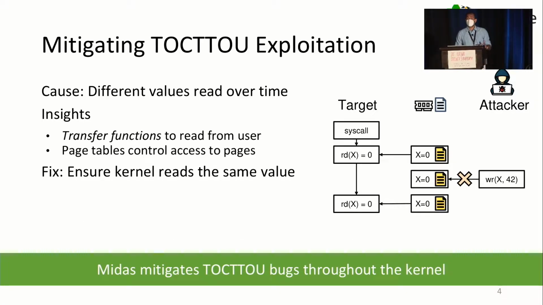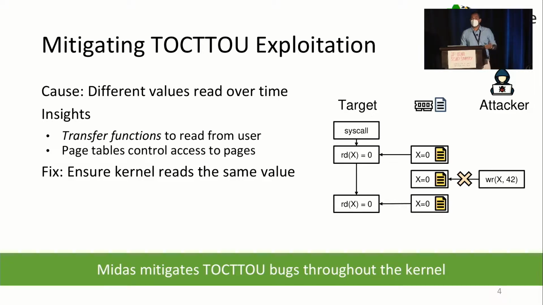So this is where Midas comes in. Instead of going throughout the kernel and fixing all of these bugs, we want to have a systematic way of fixing this. And we realized that the way to fix this is to honor the inherent assumption in the kernel's code. The kernel developer expected that these two reads are going to in fact read the same value. And our fix is to ensure that the system does in fact read the same value, 0 in both cases, by making it impossible for the attacker to visibly change the value in memory.